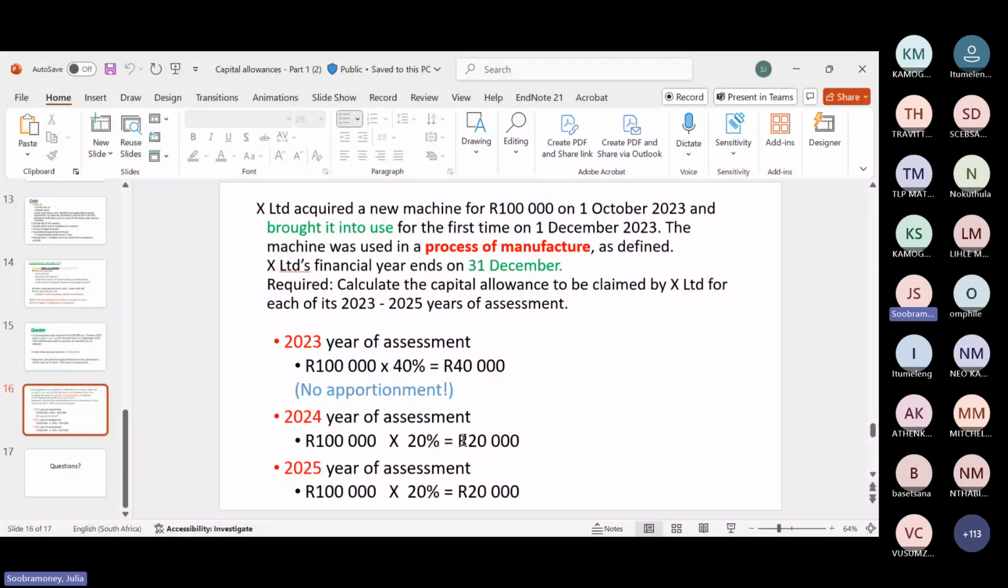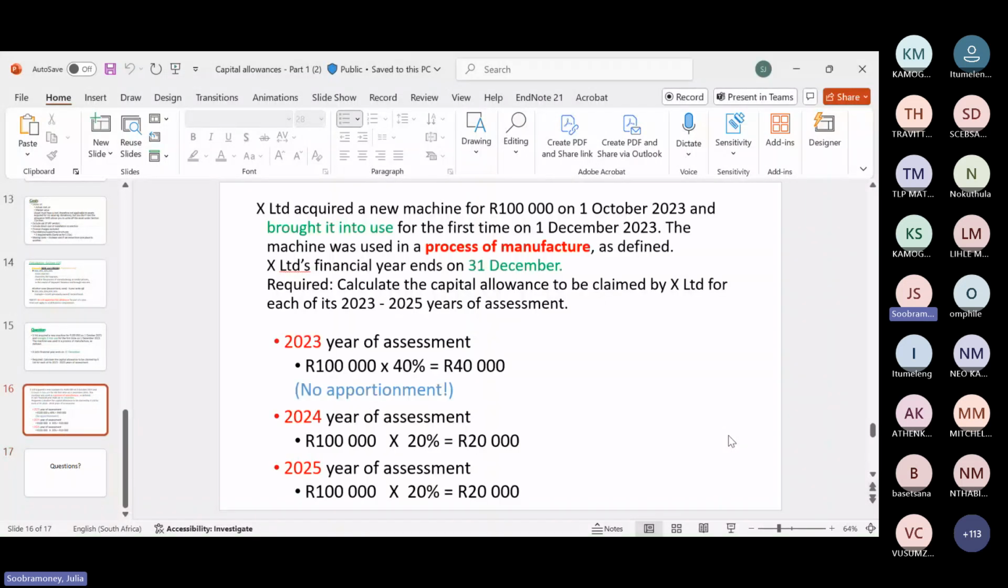So section 12C and 11E go hand in hand. How do you know which section to use? Well, it's simple. Both of them are movable assets. The only difference is 12C is relevant only for manufacturing assets, whereas section 11E is all movable assets, excluding manufacturing assets.